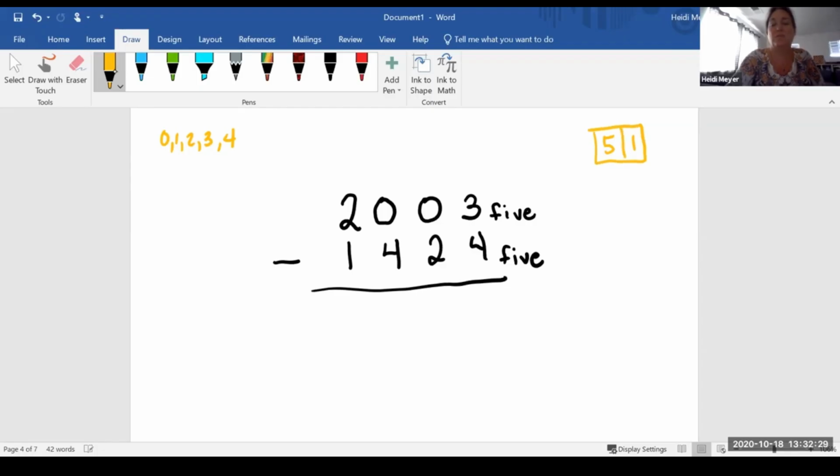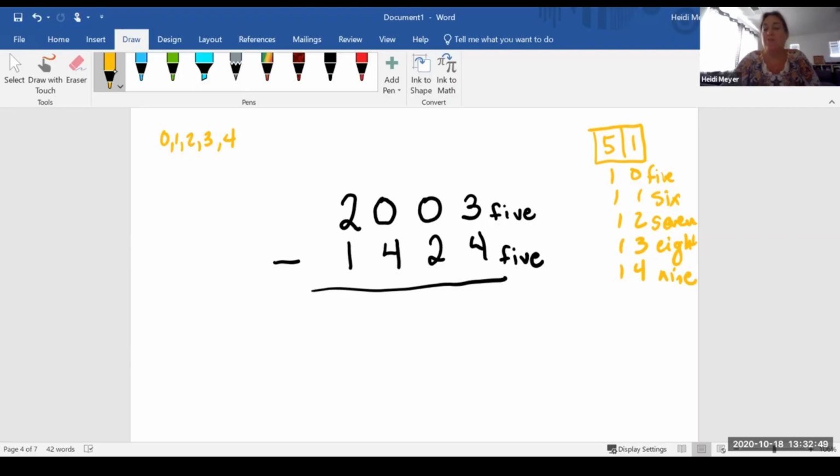One more time with the support chart. 1, 0, 1, 1, 1, 2, 1, 3, 1, 4. It's a group of 5. 5 and 1 more is 6. 5 and 2 more is 7. 5 and 3 more is 8. 5 and 4 more is 9.